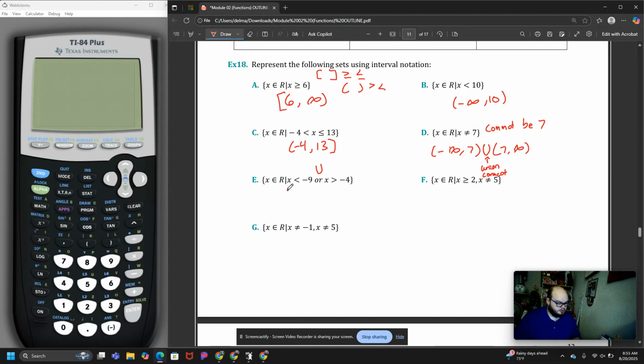So this one could be what? Negative infinity to negative 9, because it says anything smaller than negative 9. This says x is anything greater than negative 4. Not greater than or equal to, just greater than. So that'd be negative 4 to infinity. And I'll leave the last two for you all to inspect.